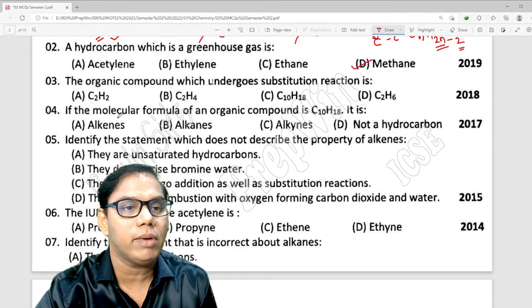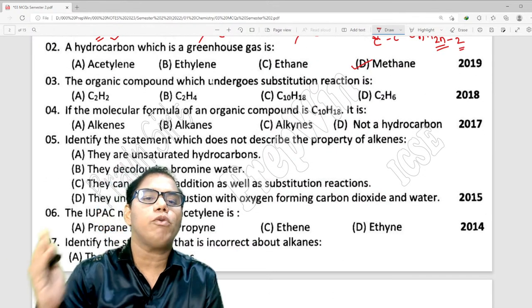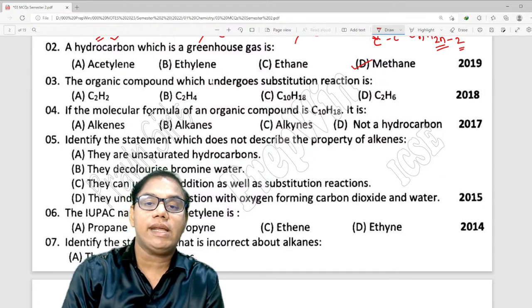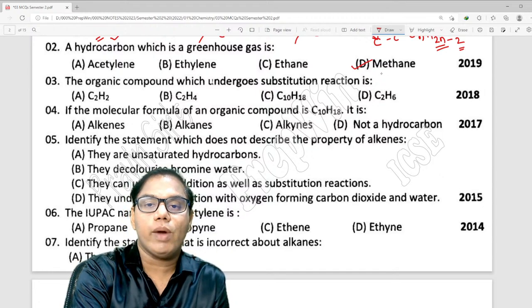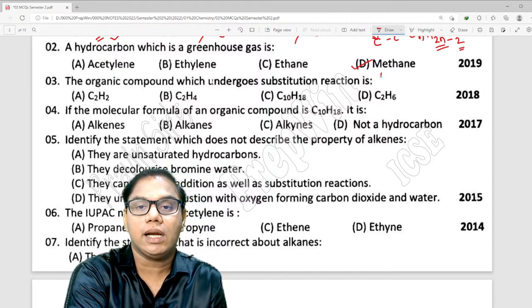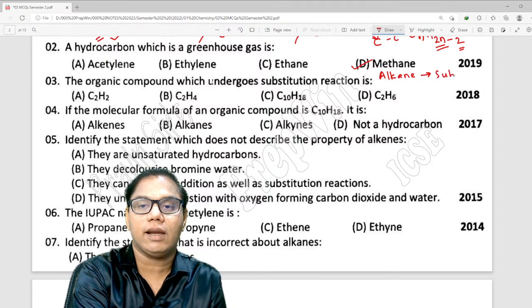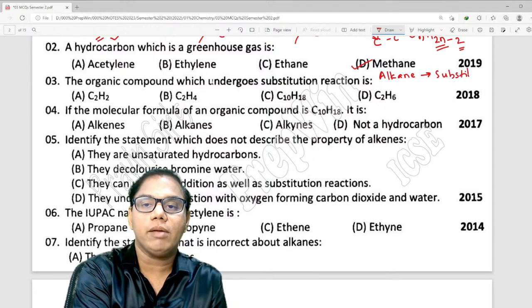That is question number 3. Organic compound which undergoes substitution reaction? Very important question, okay? Alkanes undergo substitution reaction. This is a very important question. This will come in the exam tomorrow.